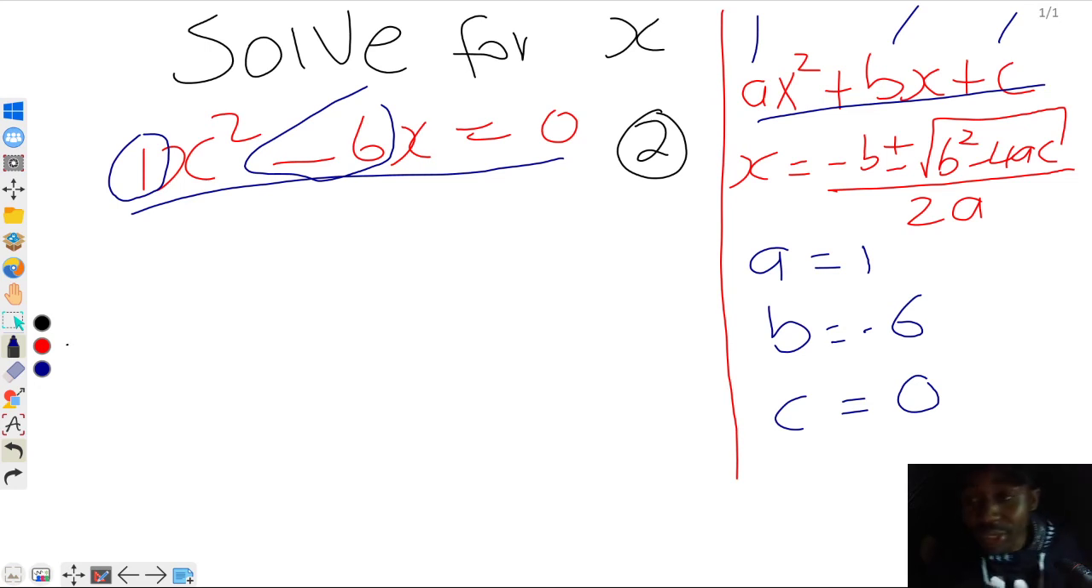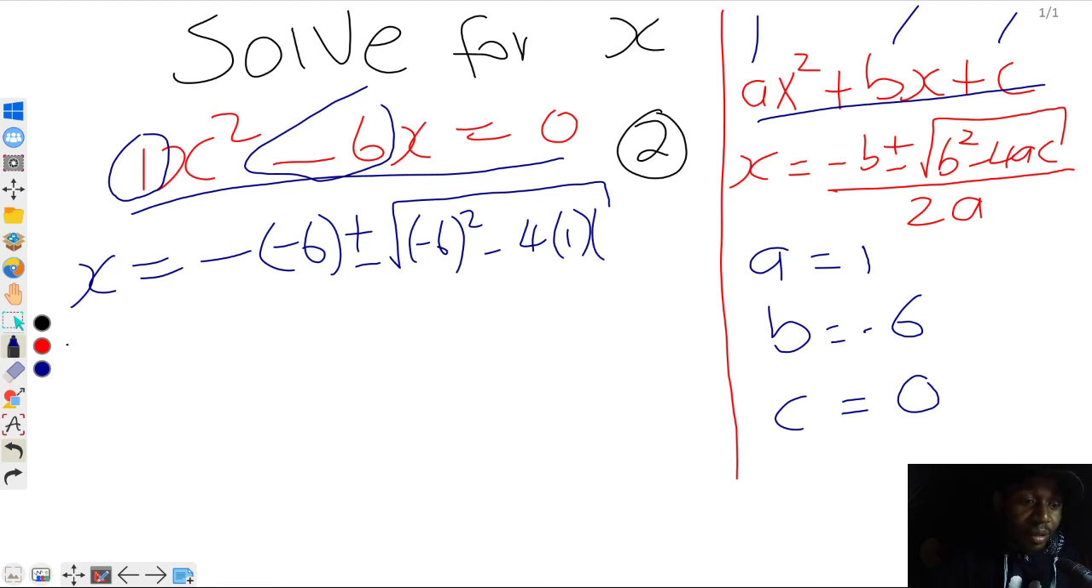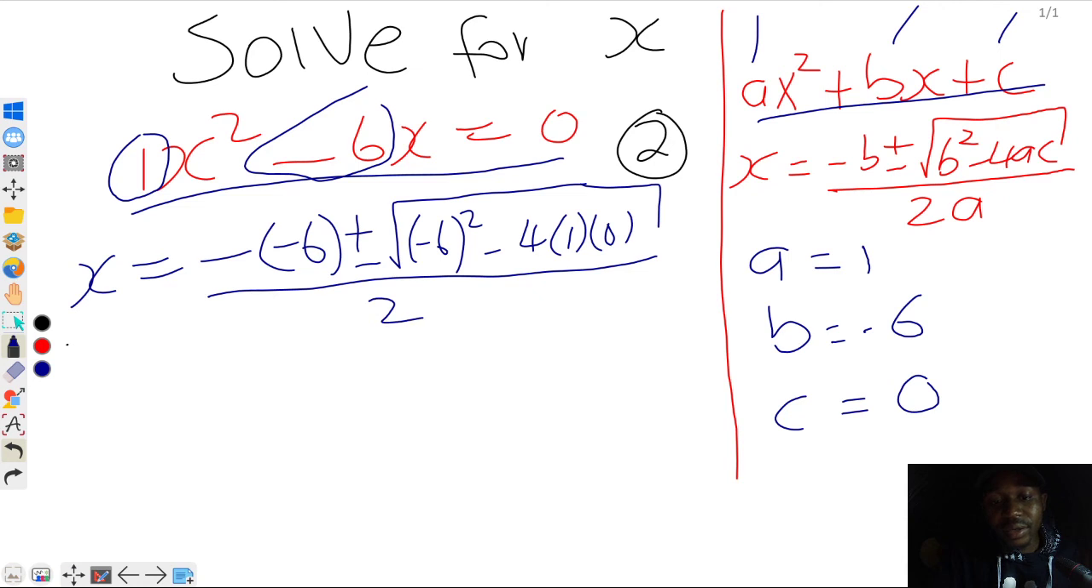What we're going to do now is quickly put every number into the quadratic formula. x is equal to negative b. Our b is negative 6, so we put it in brackets to avoid confusion. And a is 1. Then b squared minus 4ac, where 4ac is 0, and everything divided by 2a, that is 2 times 1.